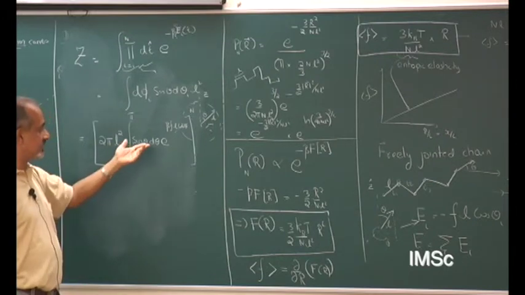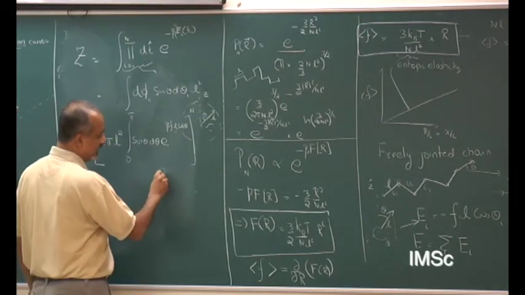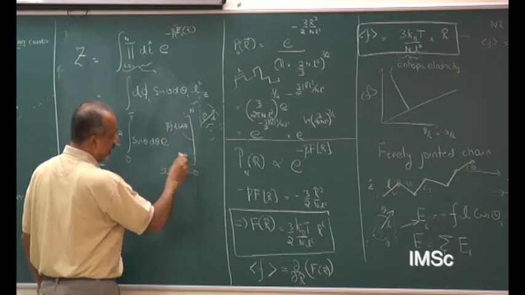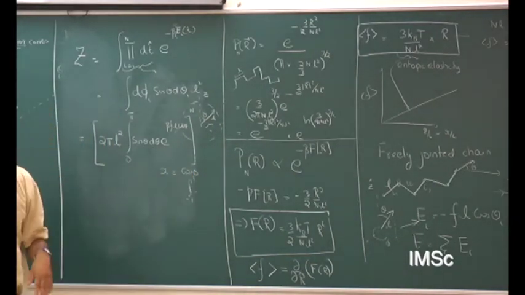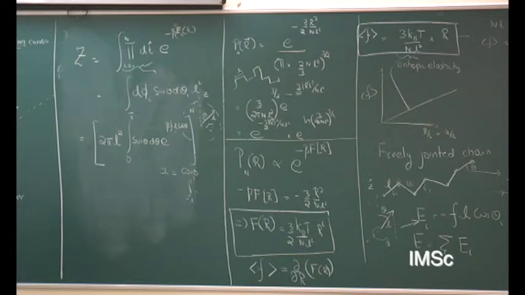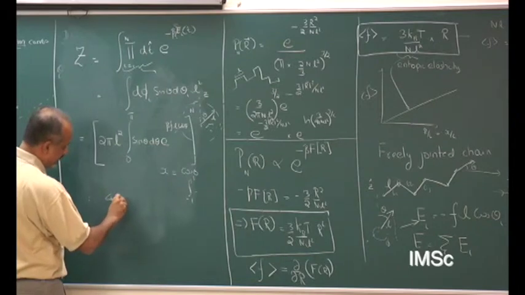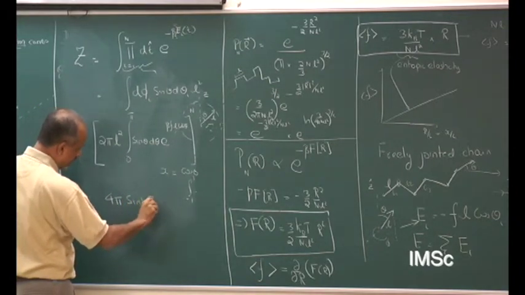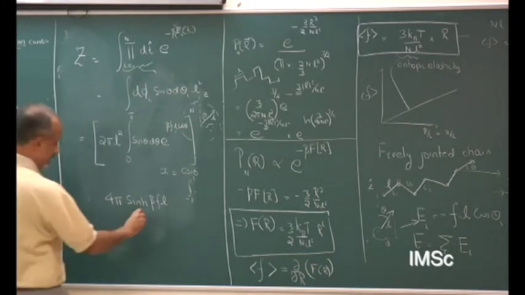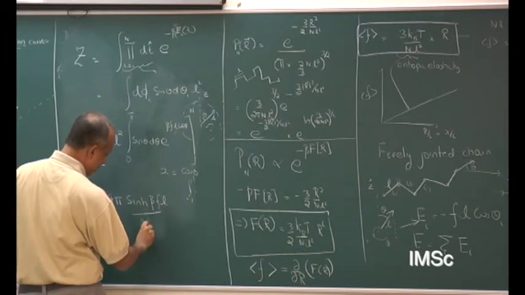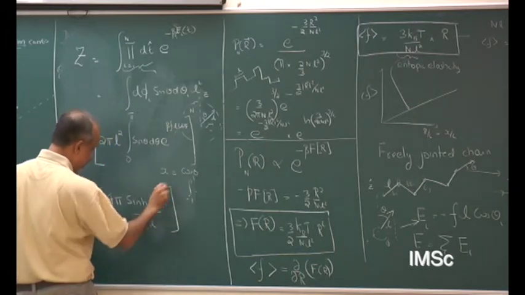Then remember that we did this integral. It was easy to do. We just said let us define a new variable x, which is cos theta. And then we made this integral between minus 1 and 1. We did the integral carefully. And what we found out was the final partition function was 4 pi sine hyperbolic beta times f times L divided by beta times f times L, to the power n.